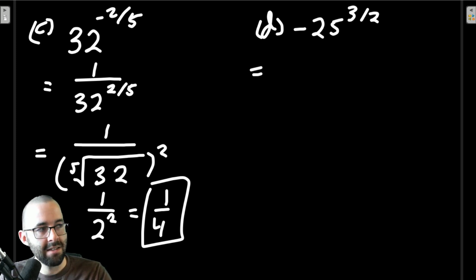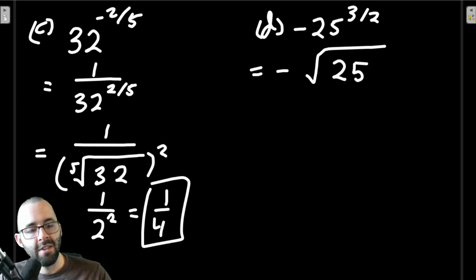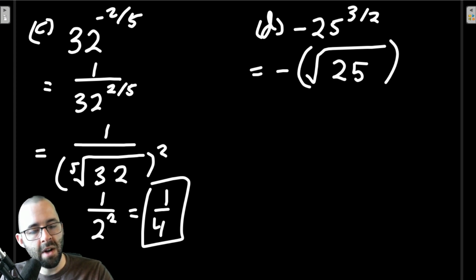Careful with D. The negative, there are no parentheses here. So the negative is outside. The negative is not participating. The negative does not go inside the radical. Only the 25, because there's no parentheses. All right. The denominator becomes our index, so it's a square root. And that numerator is our exponent. It's cubed.